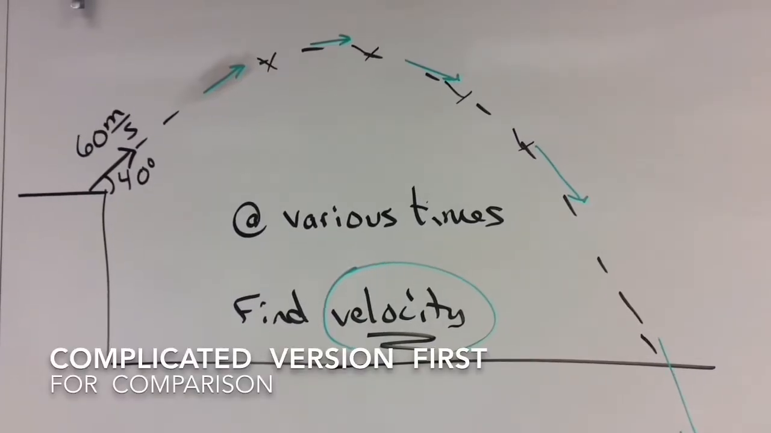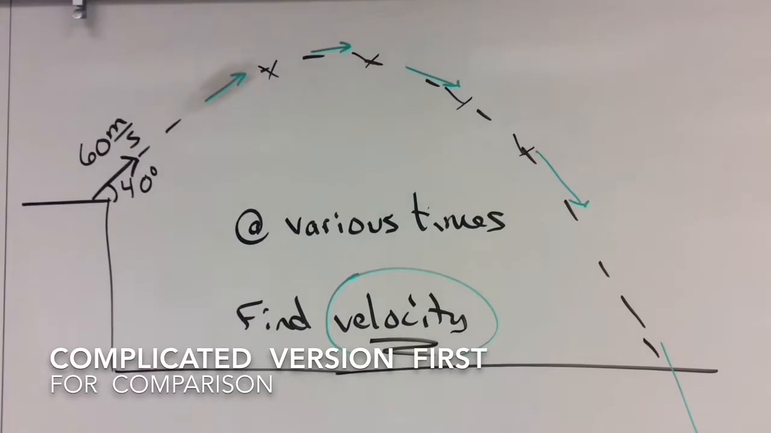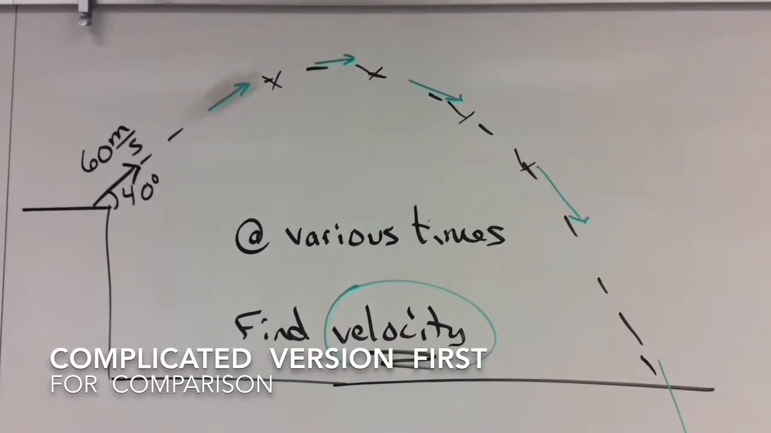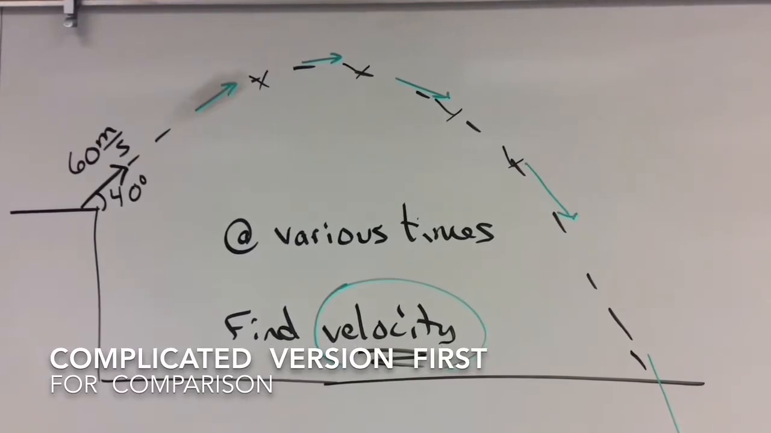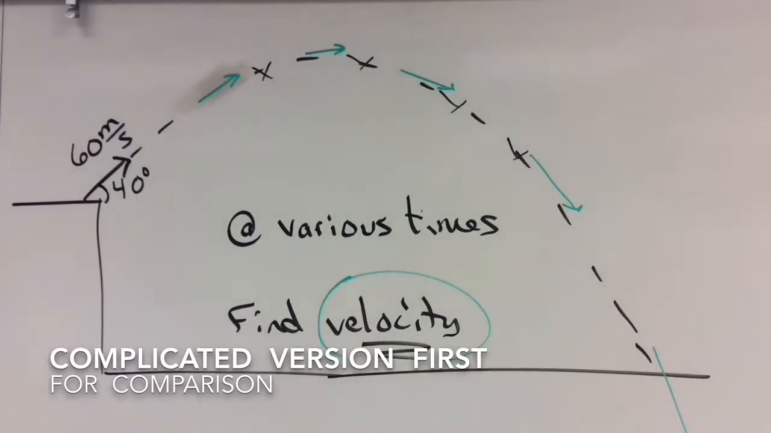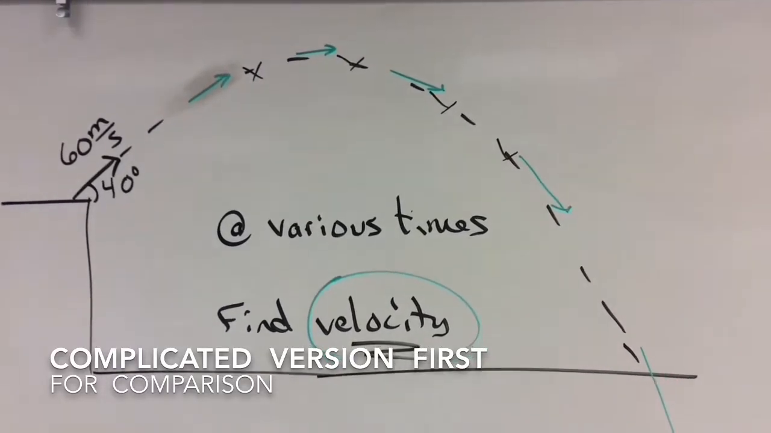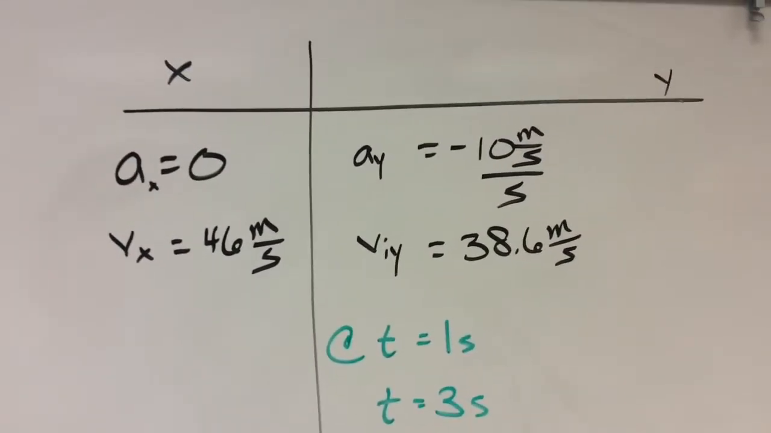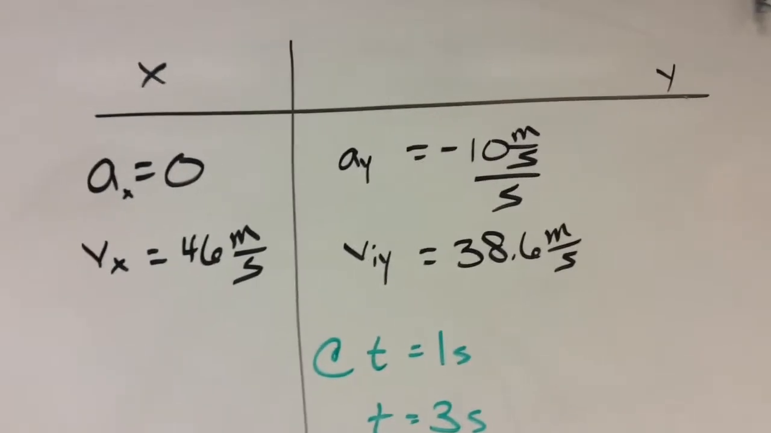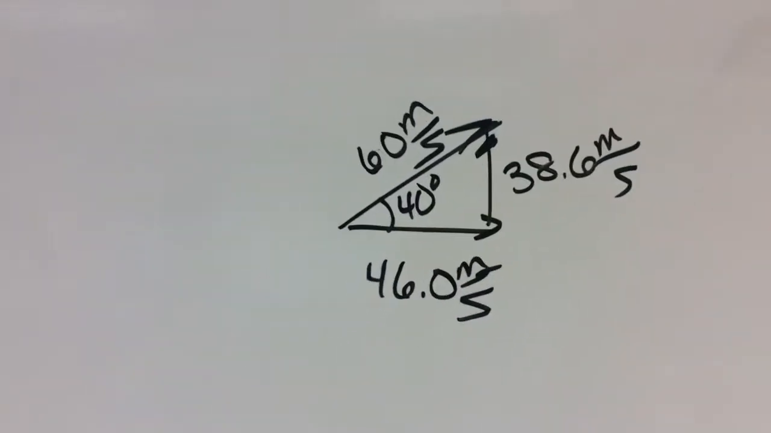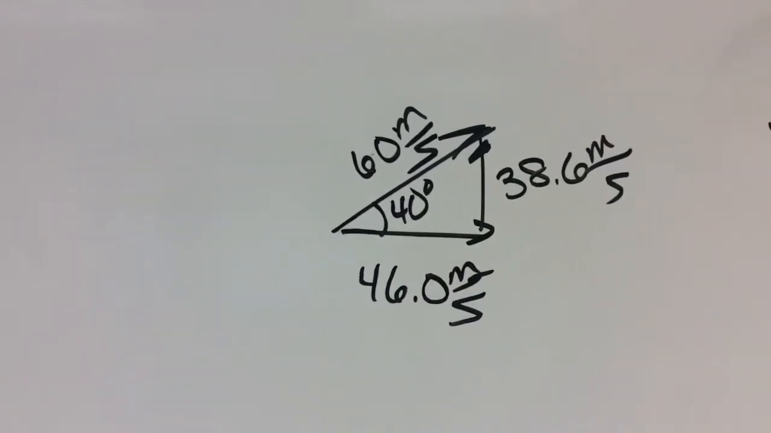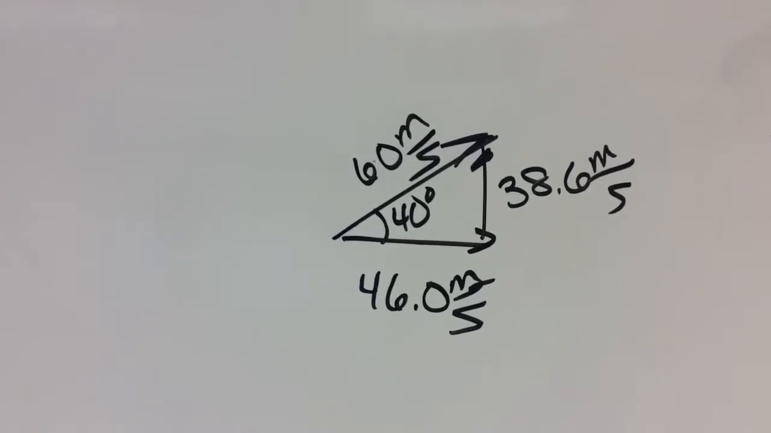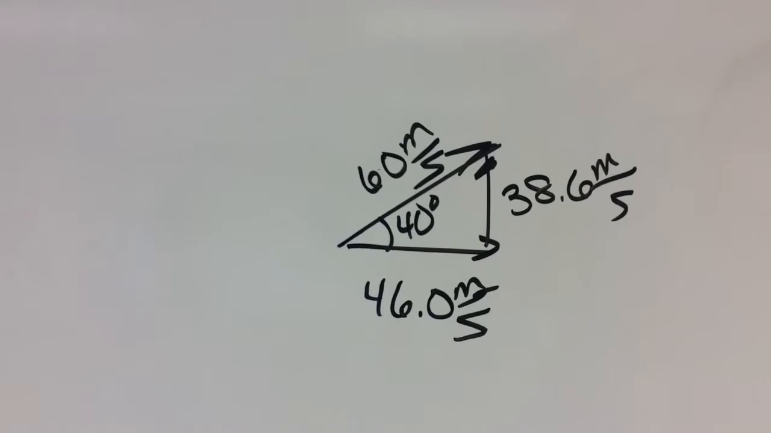Here's the problem in diagram form. You have a 60 meter per second velocity 40 degrees above the horizontal. And at those various green arrows, those different times, find the final velocity, the new velocity, speed with direction. So we set up a chart, an X and Y chart, because this thing acts differently in the two different directions. Take that 60 meters per second, split it into its two components, 60 cosine 40, 60 sine 40, to give you 46 and 38.6 meters per second.